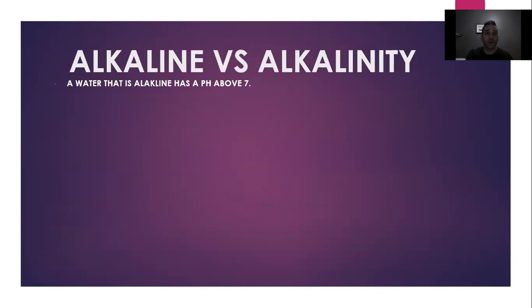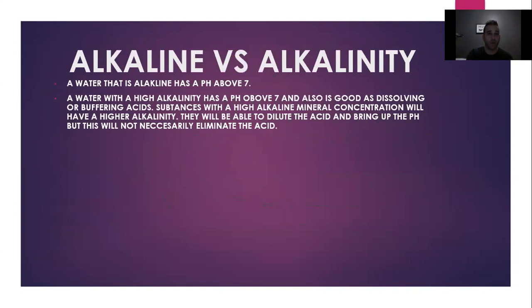So a water that is alkaline, we now know, has a pH above 7. A water with a high alkalinity has a pH above 7 and also is good at dissolving or buffering acids. Substances with a high alkaline mineral concentration will have a higher alkalinity. They will be able to dilute the acid and bring up the pH, but this will not necessarily eliminate the acid.